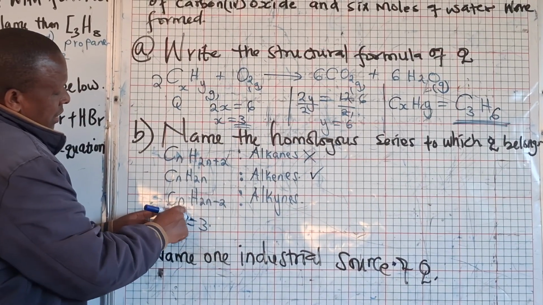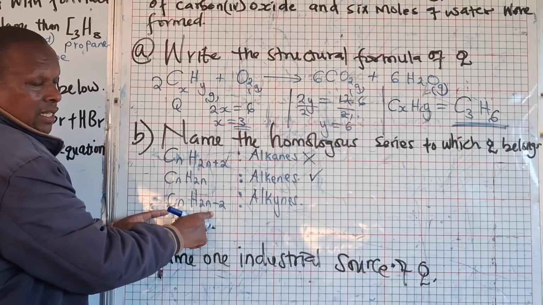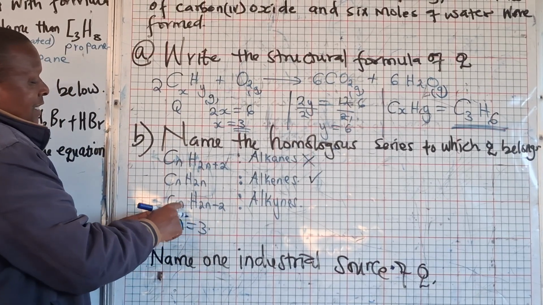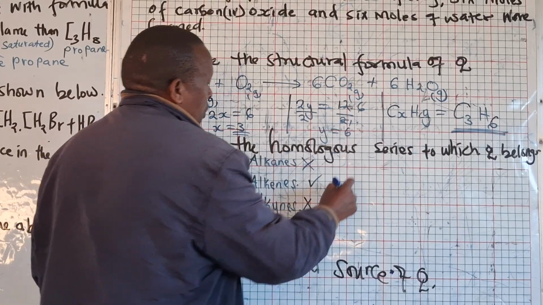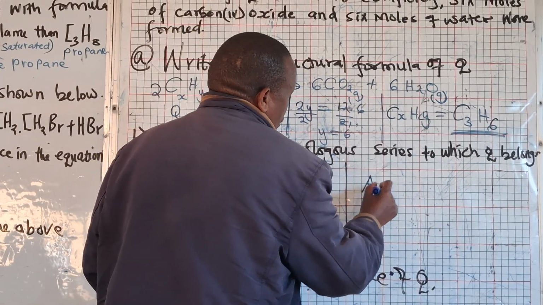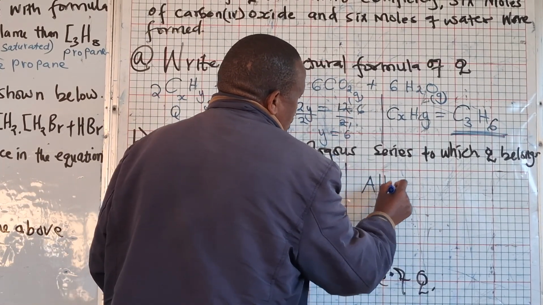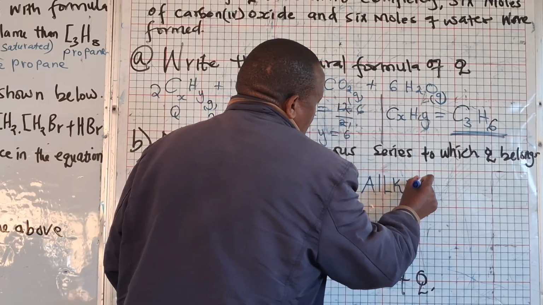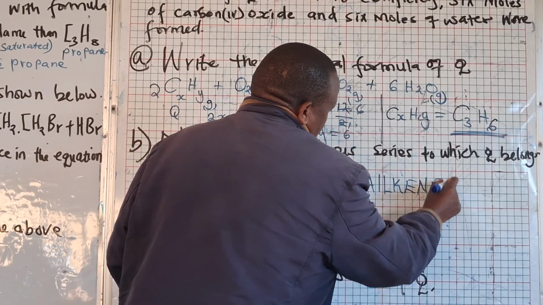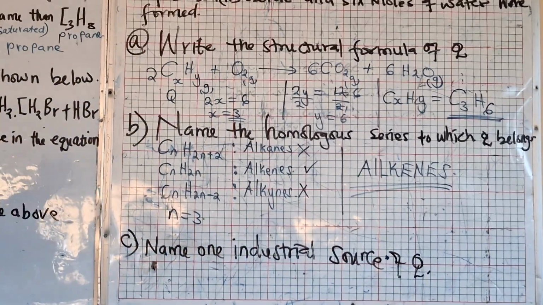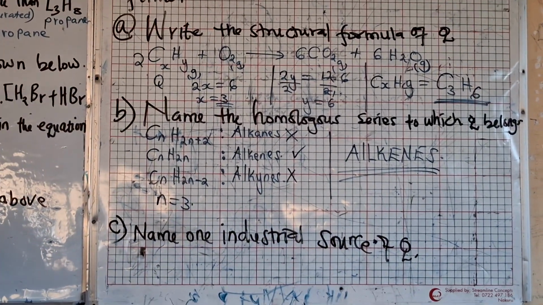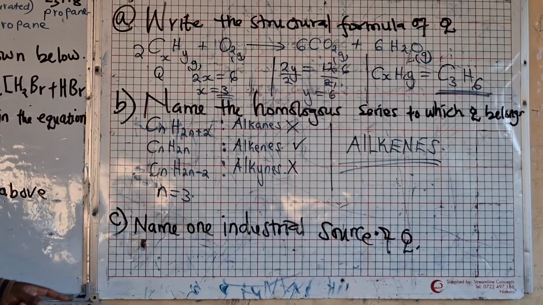C3H2n minus 2. 2 times 3, 6. 6 minus 2, 4. Is it C3H4? No. It's not conforming to this. So to which homologous series does it conform? Alkenes. So the right answer is alkenes. So you have seen the way we have tested until you have got the answer. Are we together? Yes. Very good.